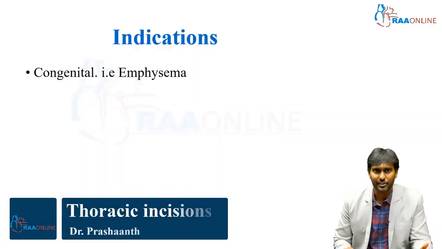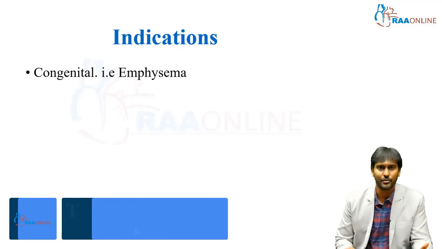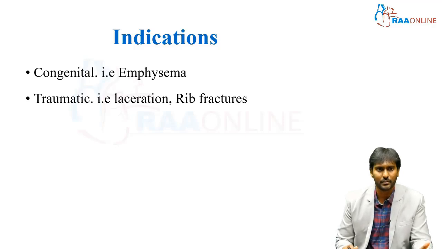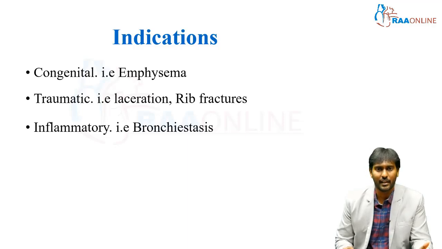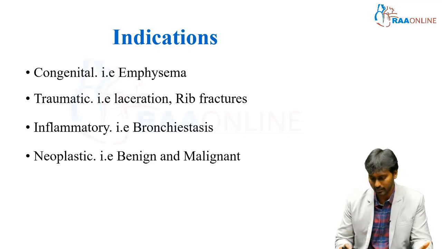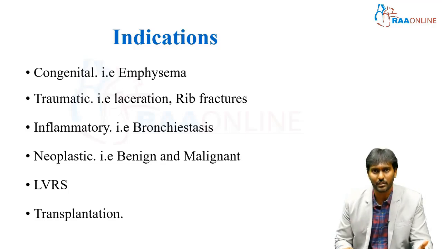In any congenital condition, but most importantly, any congenital emphysematous lung, it can be addressed using a thoracic incision. Any trauma where you need to address a lung laceration, or in case of multiple rib fractures, any inflammatory condition like bronchiectasis, any neoplastic condition, be it benign or malignant, in LVRS, that is lung volume reduction surgery, which is mainly done in case of an emphysematous lung in adults, and in case of a transplantation. So these are the various indications where we use a thoracic incision to address these conditions.